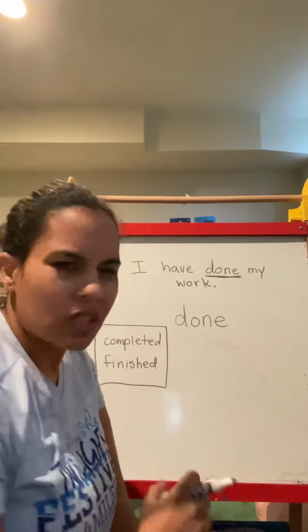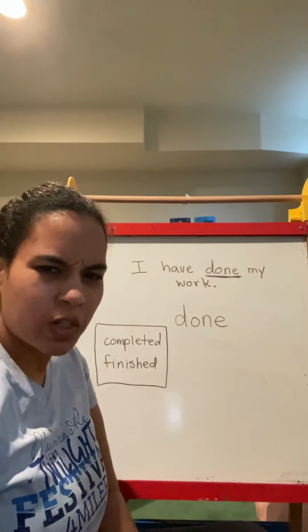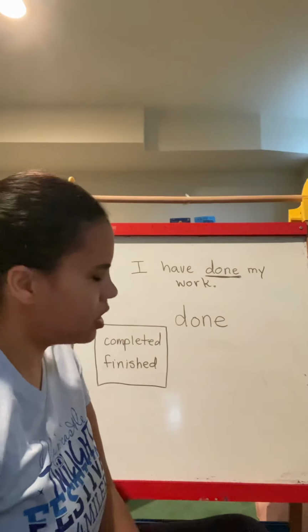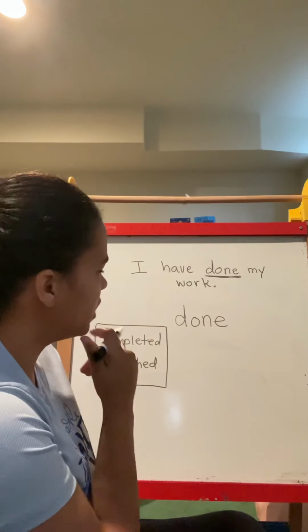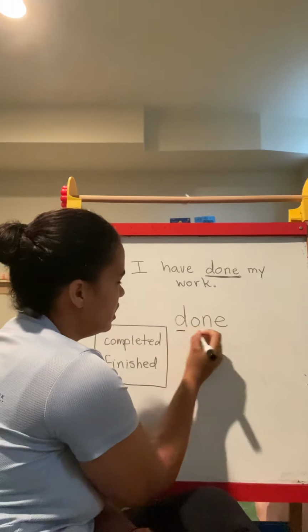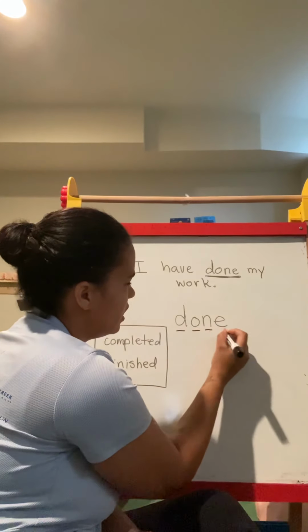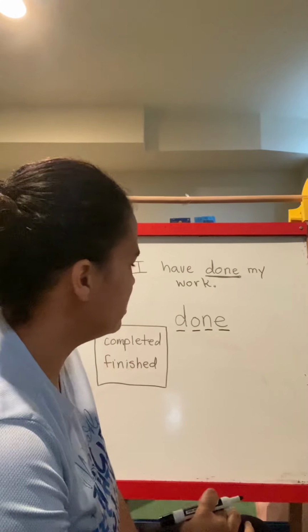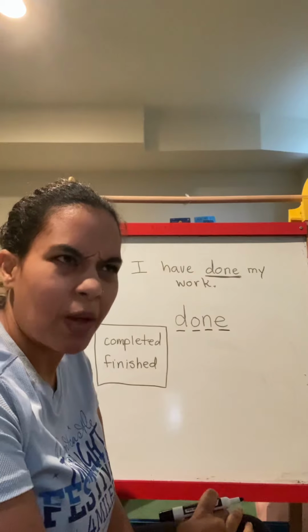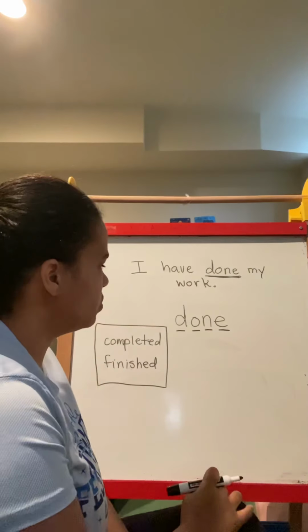So I've done my work. Let's look at this word. So this word is what we call an irregular word. Let's talk about why it's irregular. So let's see, what letters do we see here? We have D, O, N, E. We have 4 letters. And let's map out the sounds. What sounds do we hear in this word?